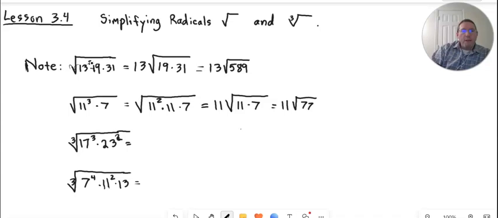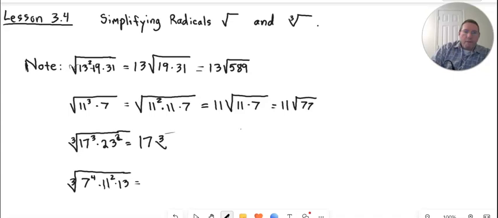We can do the exact same thing with a cube root. With 17 to the 3rd power, the cube root is going to cancel the 3rd power on the 17, and the 17 is now going to come outside of the radical. But this 23 squared cannot come out because a cube root does not cancel a square. A cube root only cancels a cube. So this 23 squared has to stay under the radical. The 17 can be simplified because it's 17 cubed.